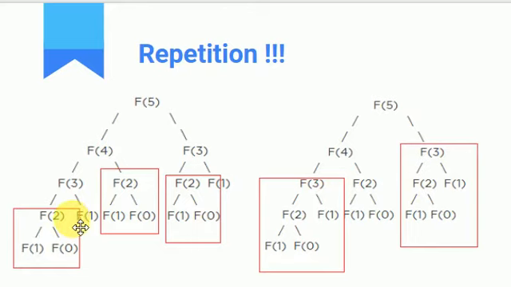So here, to calculate f of 2, you are calculating f of 2 three times. Here you are calculating f of 2, here you are calculating f of 2, here you are calculating f of 2. And again, you are calculating f of 3 two times. Here you are calculating f of 3 and here also you are calculating f of 3. Imagine for f of 45.